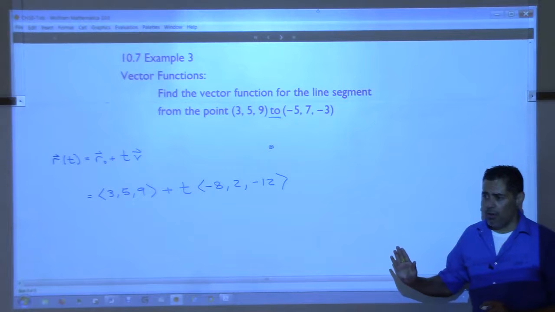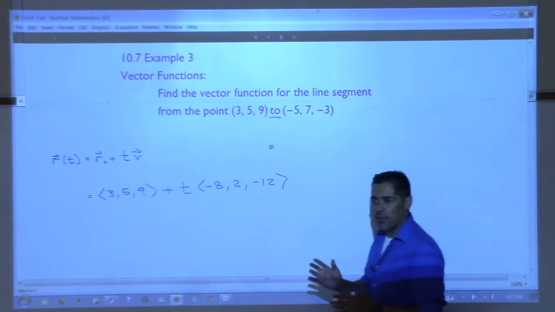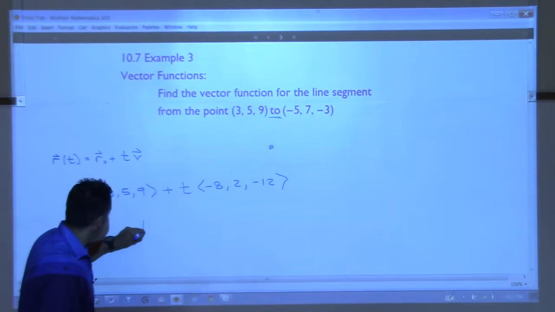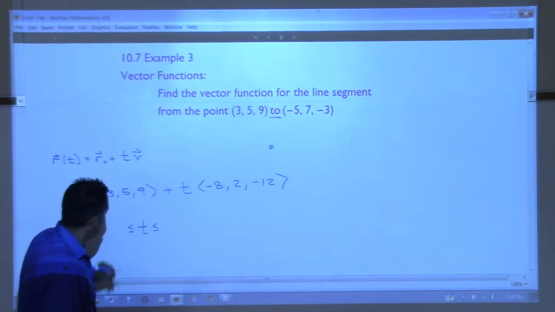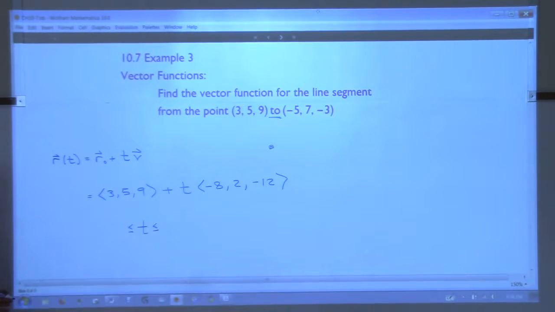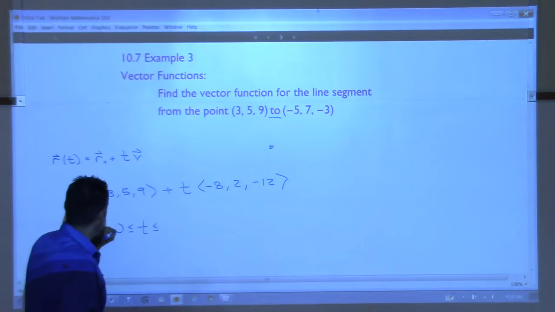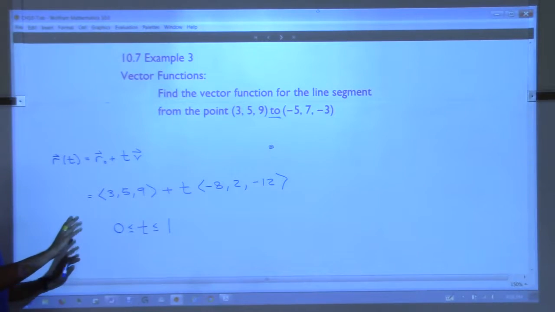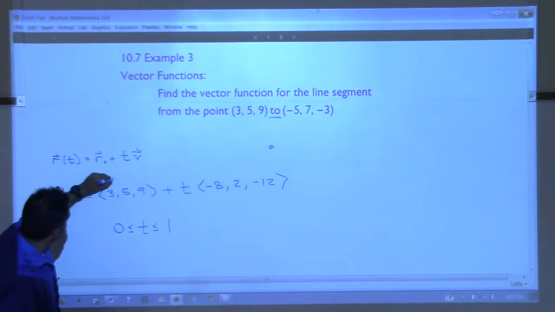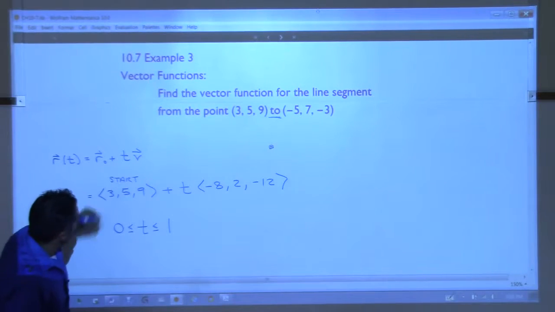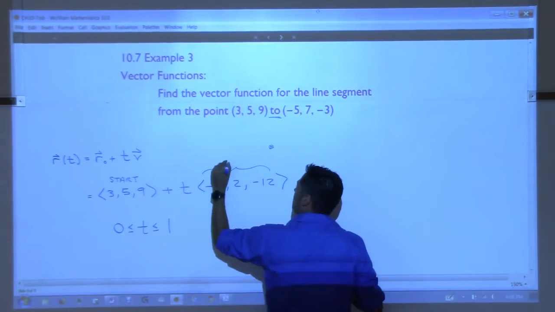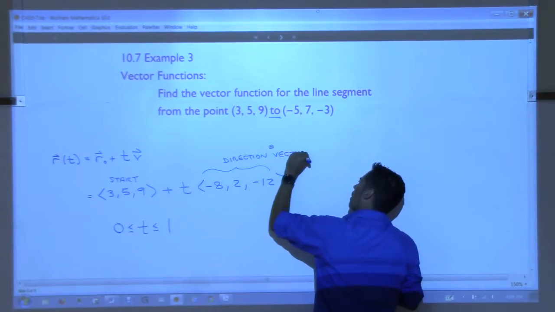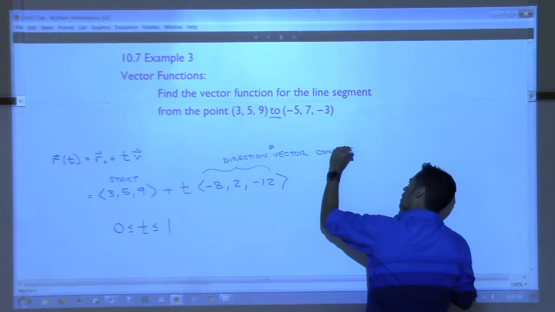But I don't want to draw the whole line. So what I'm going to do now is restrict my domain. And what do you think I should restrict my domain to be? So t here, I'm going to restrict it between two different values so I can start it and stop it. 0 and 1. So it will always be 0 and 1 if you set it up the way that I set it up. I always use r0 as where I start, right? And then this right here must be the direction vector connecting the points.